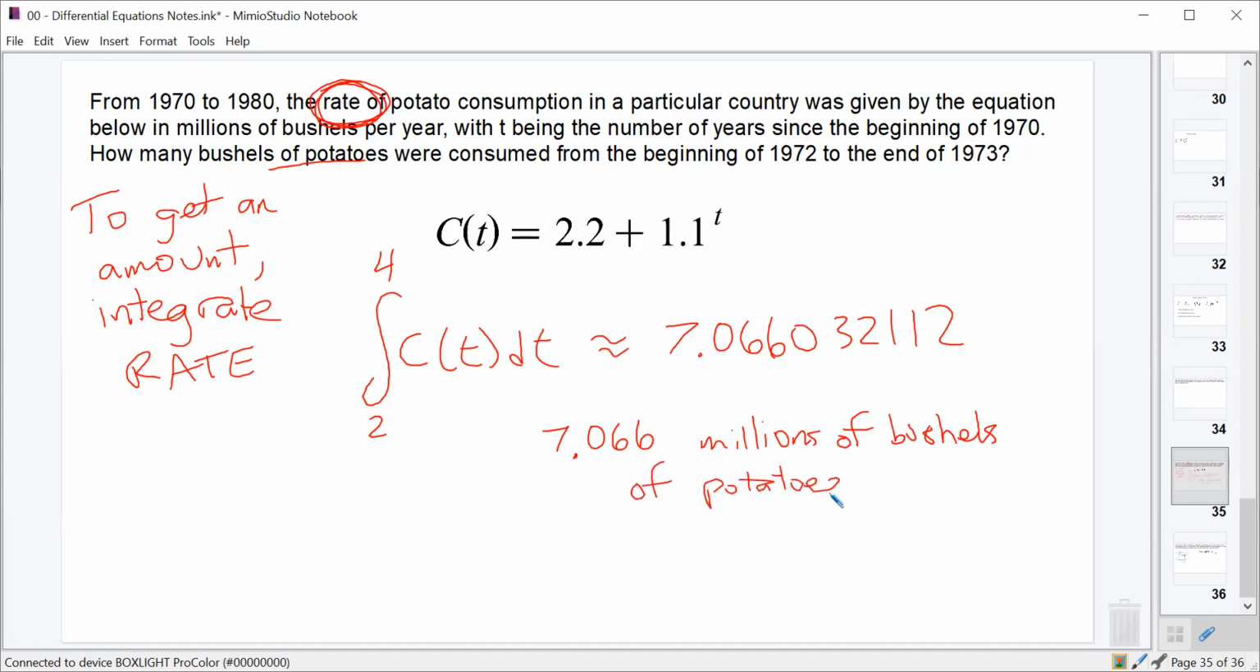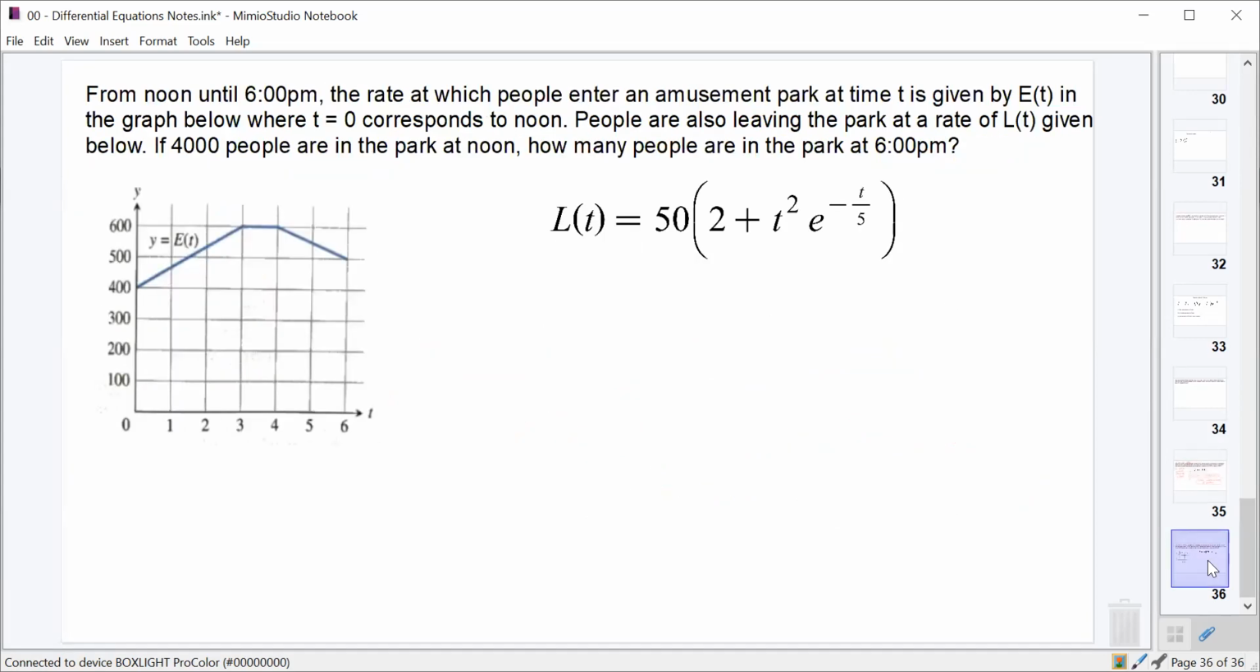That's all there is to it. We're likely to see this type of question as a rate FRQ, which is one of the things we're going to talk about at the end of this year. So we'll just do one more quick one, because these are pretty straightforward.